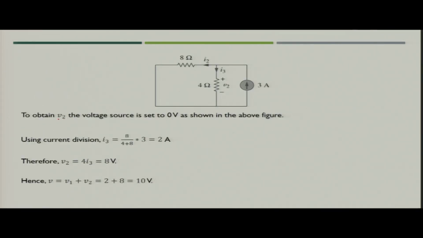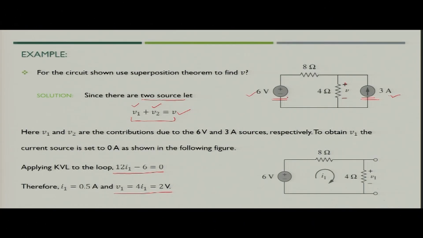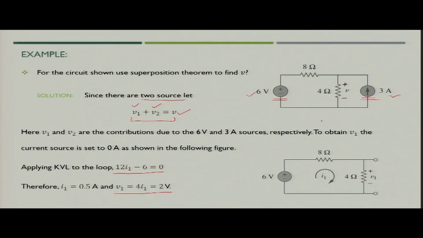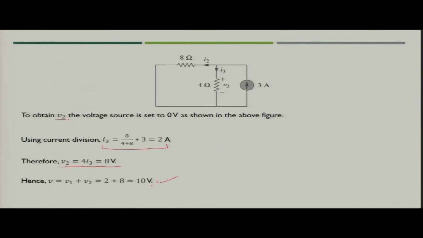Now, to obtain V2, what will you do? You have to simply short circuit the voltage source and apply the current source. In that case, what will happen? You have to use current division at this particular node. You will get the value of current flowing through the 4 ohm resistor, that is nothing but 2 ampere. So, in that case voltage V2 you will get as 8 volt, and finally using the superposition theorem, the total voltage across the 4 ohm resistance would be 10 volt.